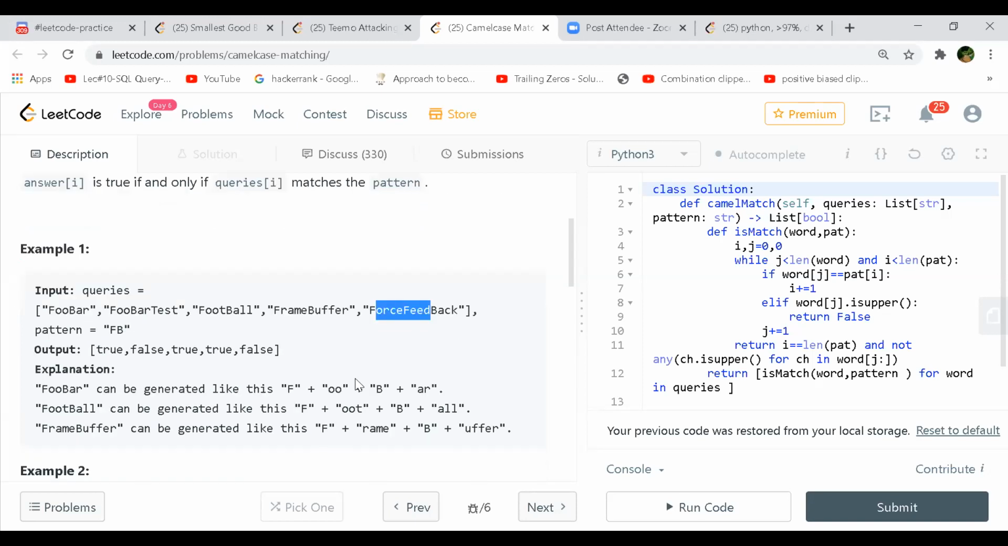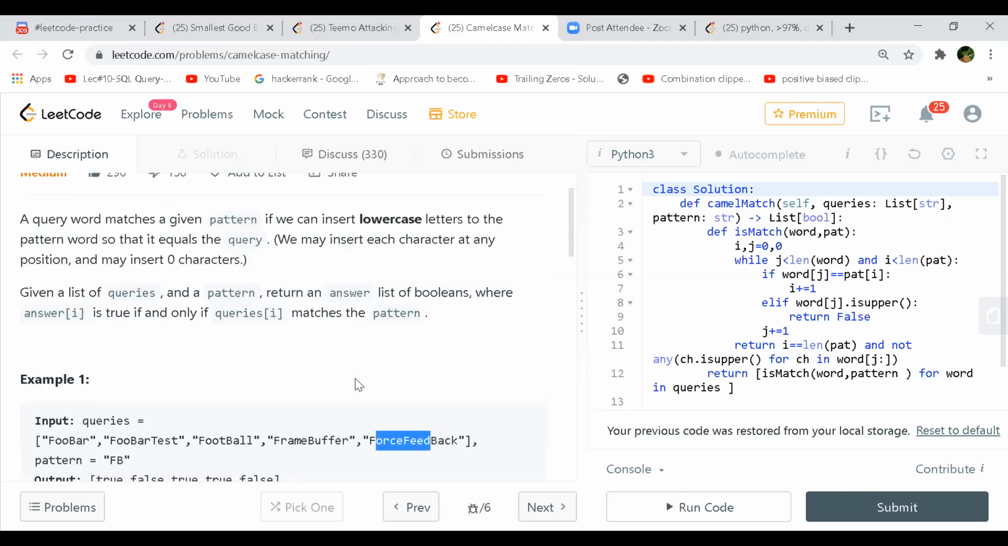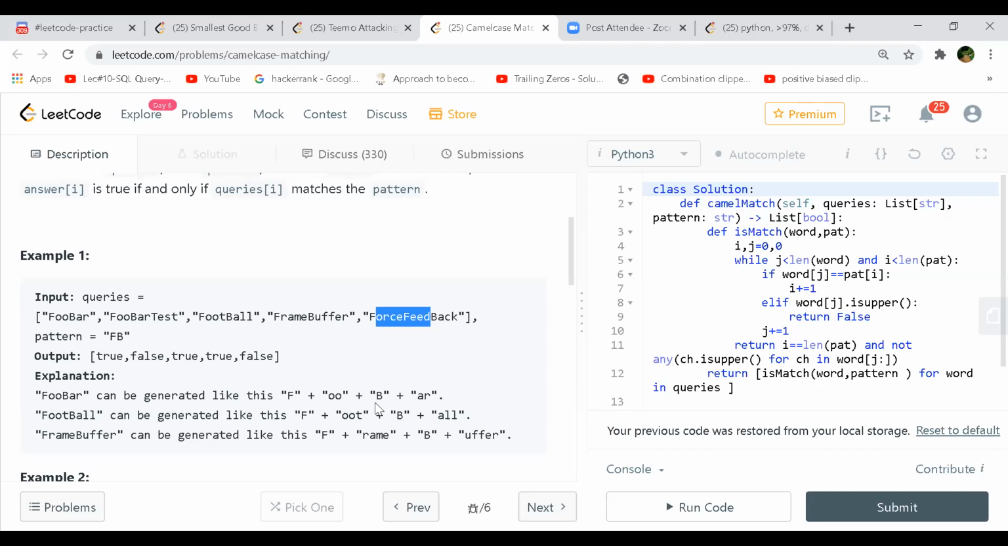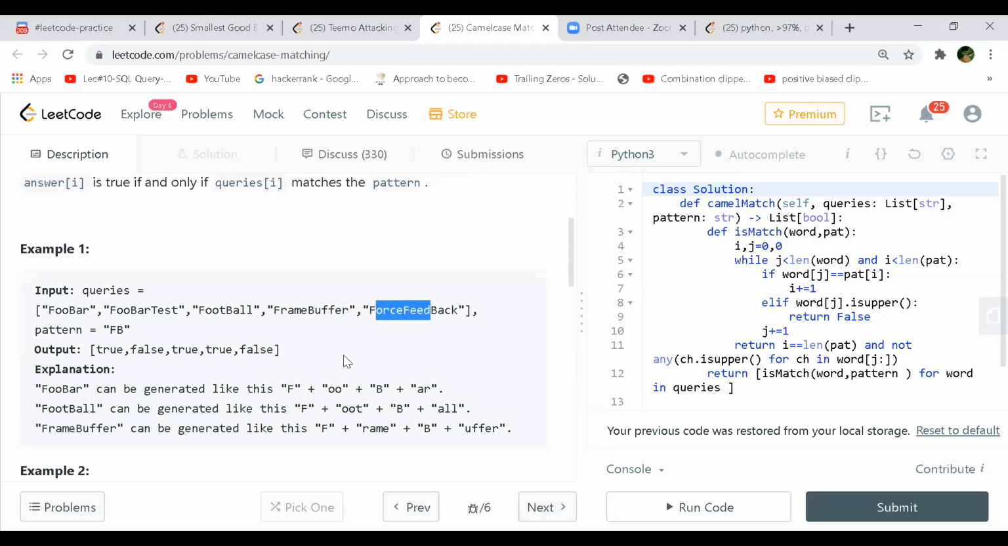Well, if you look at the problem statement, if someone were asked this in an interview just by the problem statement, and the example was not given, then it would not be very clear, right? Because in the first example it is fine, so we'll assume that F and B both are caps in a pattern usually. But if you look at example two, it's not like that.